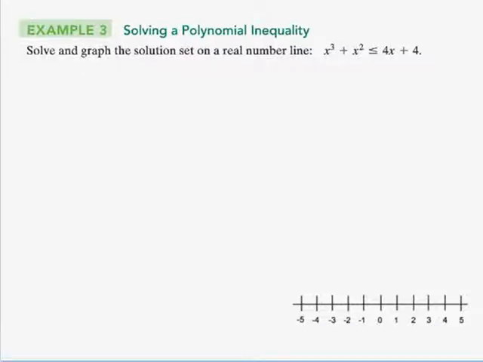It's time to finish up section 3.6, polynomial and rational inequalities. Our first example will be a polynomial, and then after that we'll do a rational. And let's see what we got going on here. Solve and graph the solution set on the real number line.